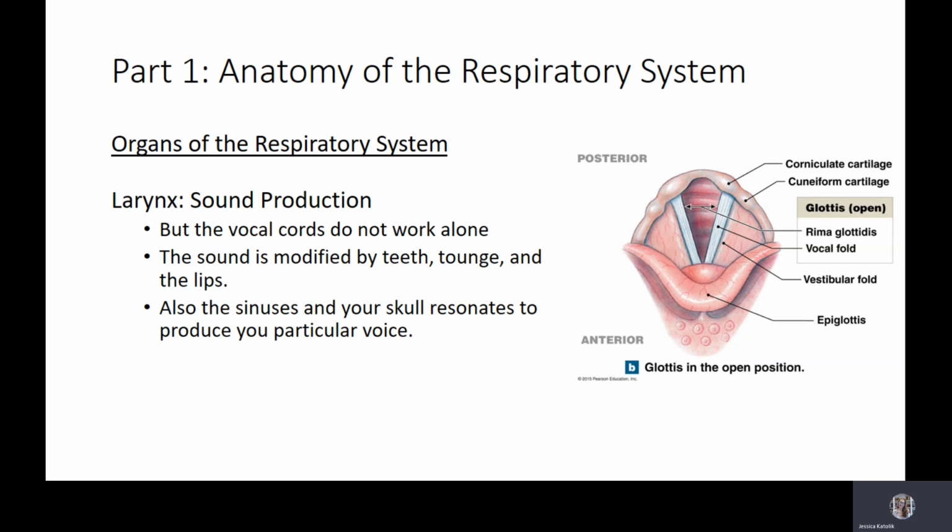Vocal cords don't work alone to create sound production. The sound will actually be modified by the positioning of the teeth, the tongue, and the lips, and it'll create particular sounds. I am a bit of a geek about this because I love learning languages and specifically studying linguistics and why a certain sound sounds the way it does, and how you have to articulate the mouth to be able to create that sound.